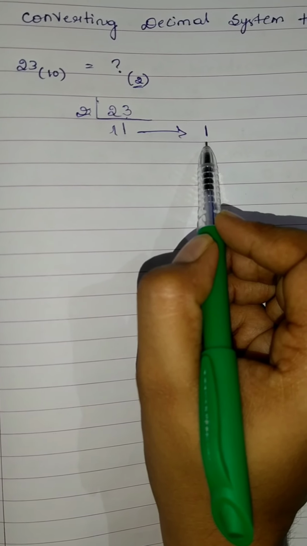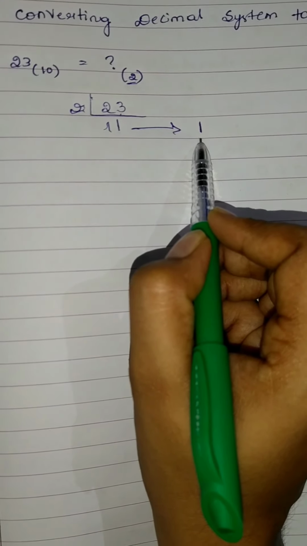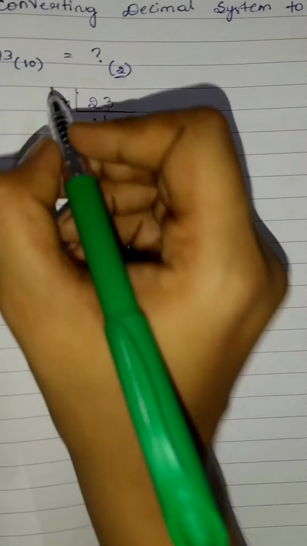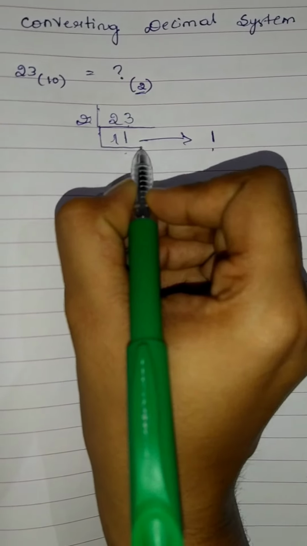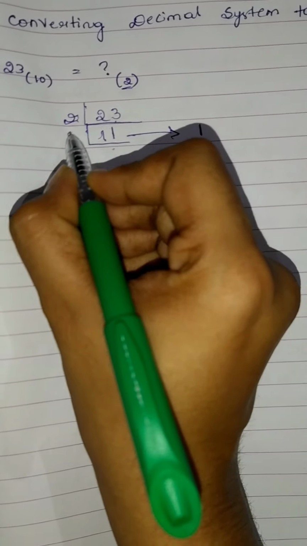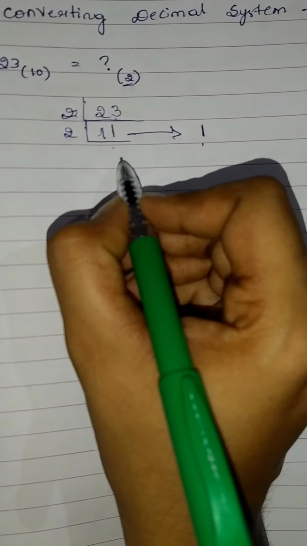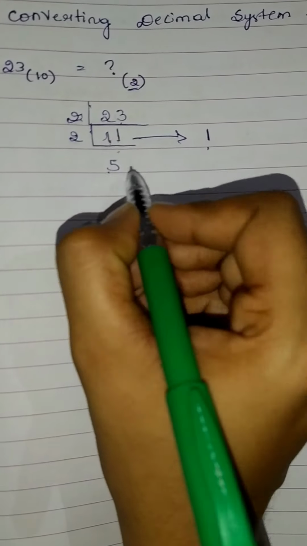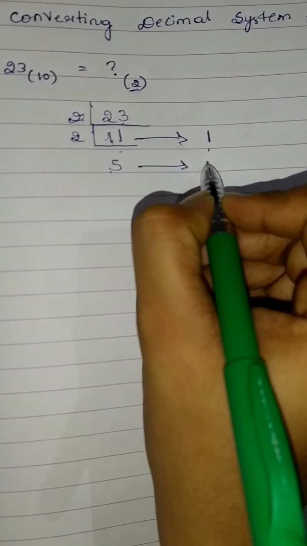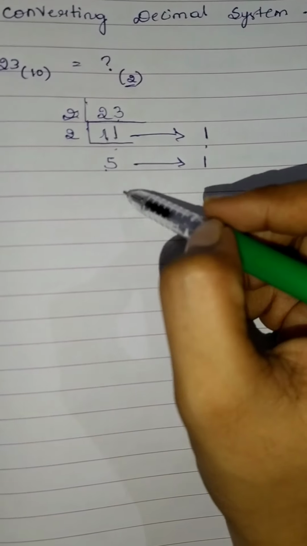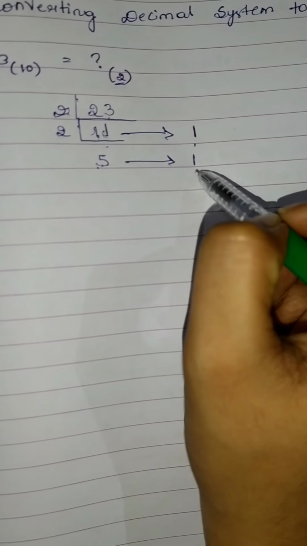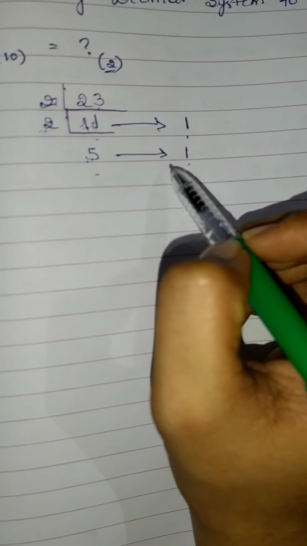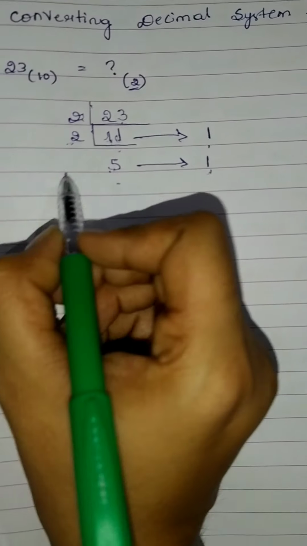The remainder must be recorded from step 1 as the rightmost digit, and then this quotient. Again we have to divide this quotient as a new digit. 2 5s are 10. That means we are going to get a remainder of 1, because 11 minus 10 is 1. That means the remainder is 1.